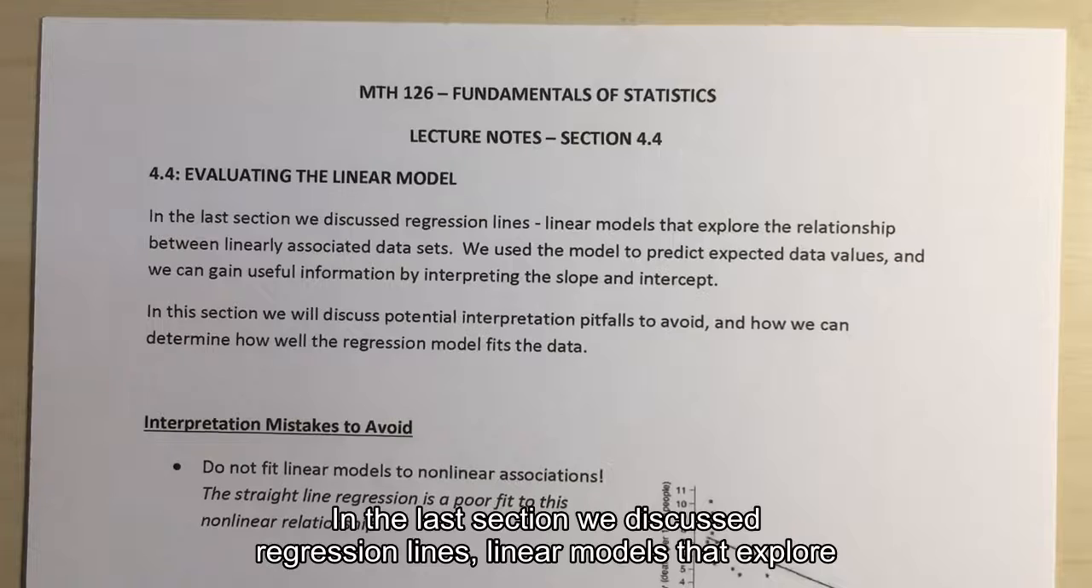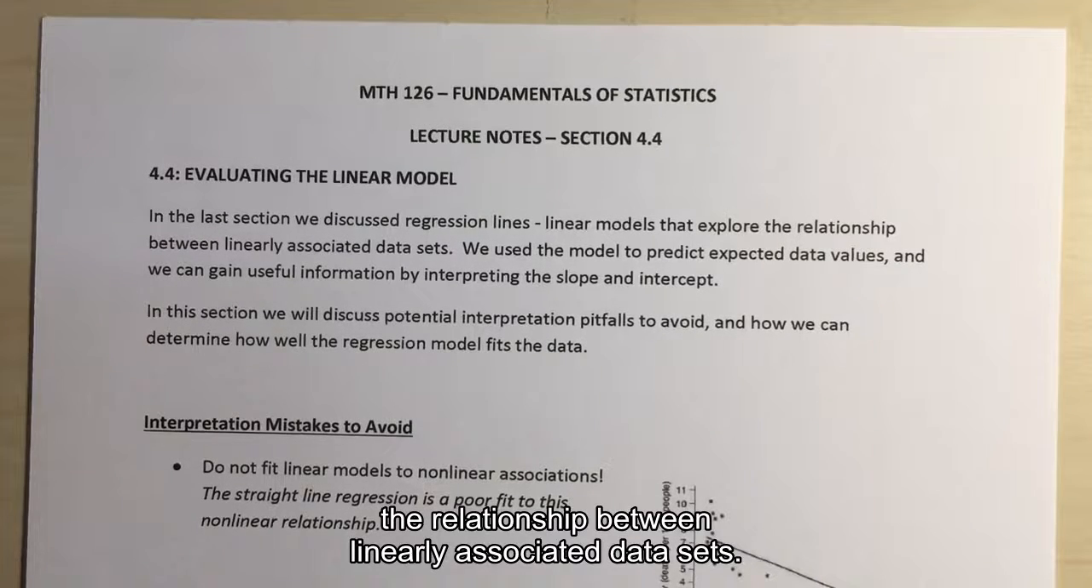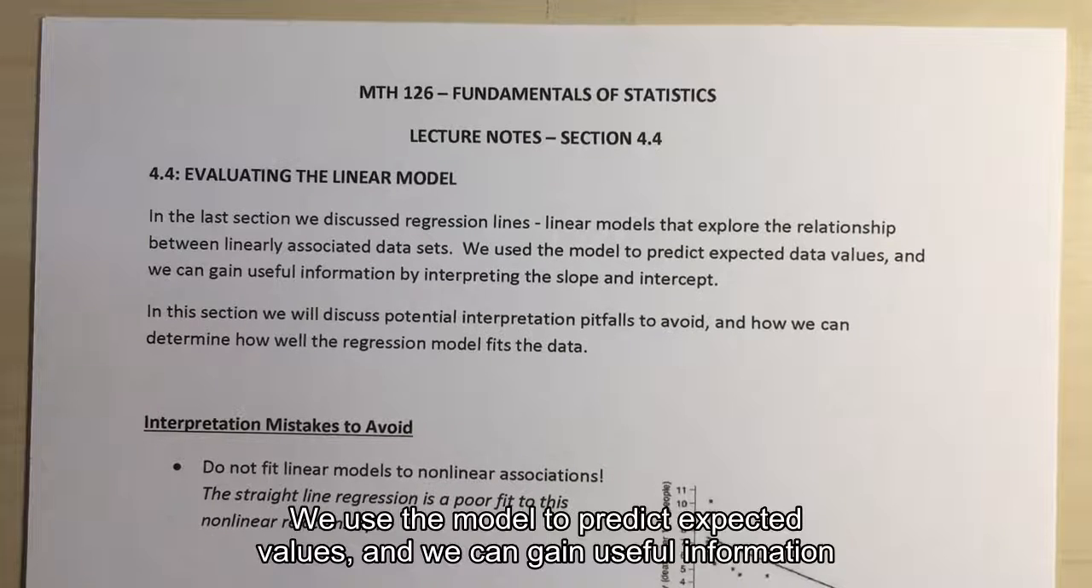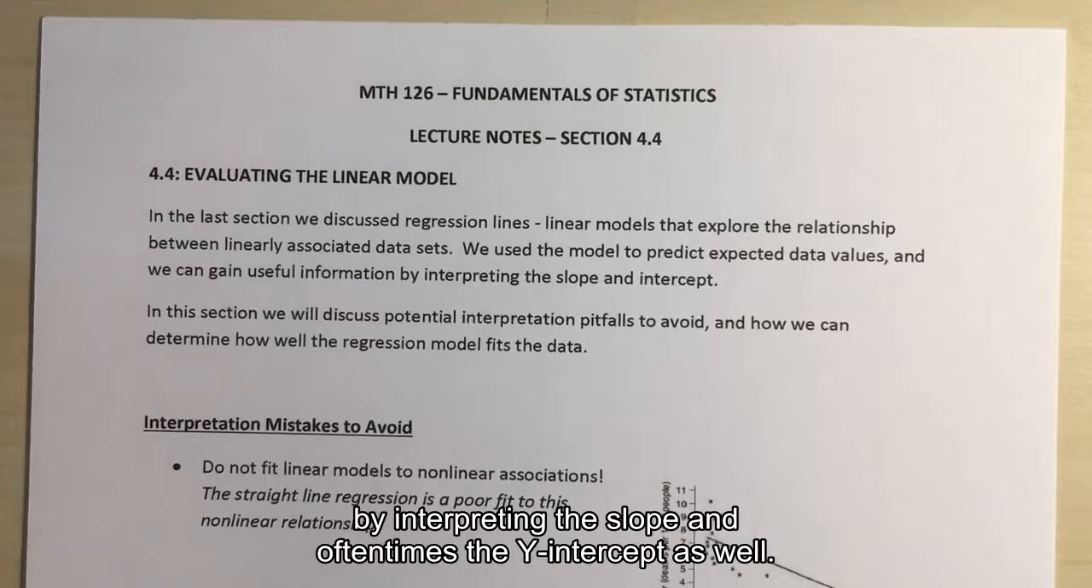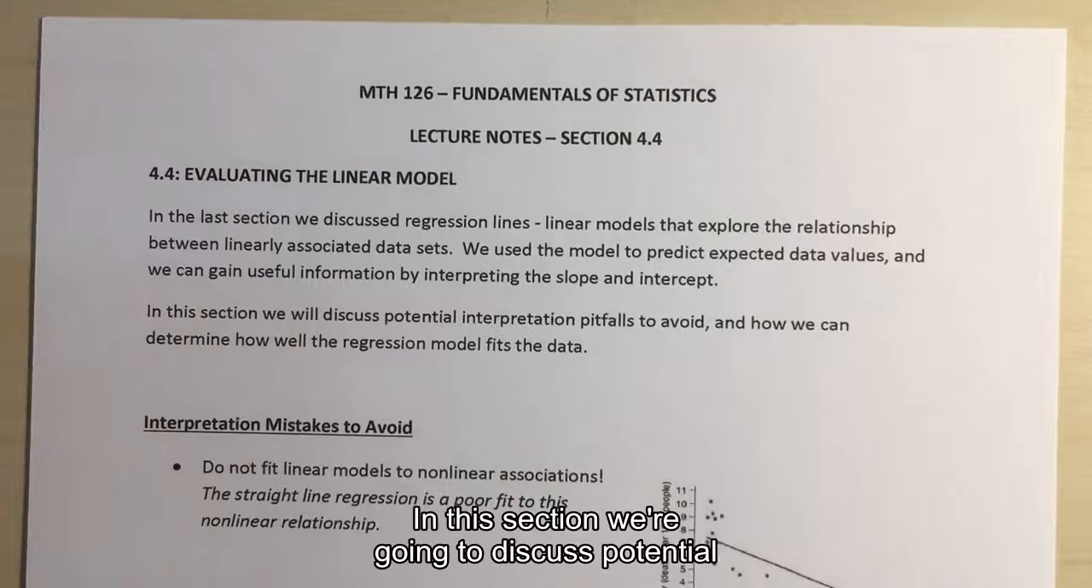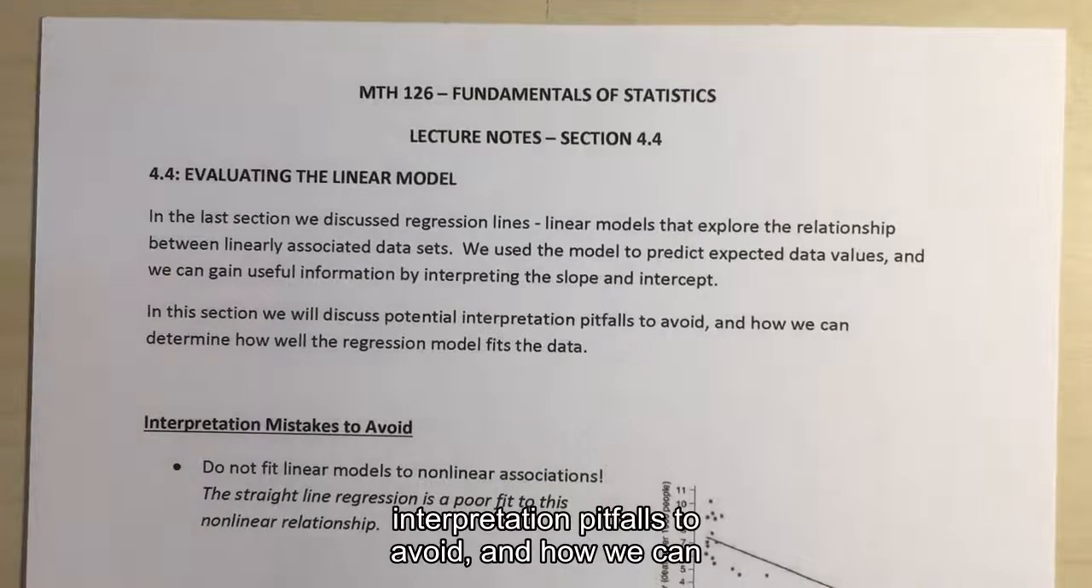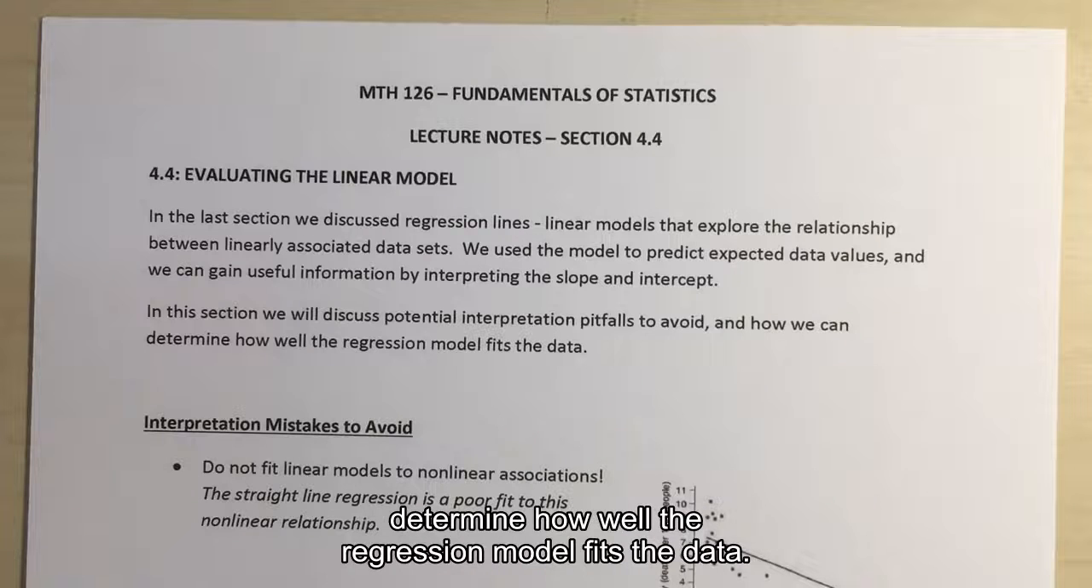So in the last section, we discussed regression lines, linear models that explore the relationship between linearly associated data sets. We use the model to predict expected values, and we can gain useful information by interpreting the slope and oftentimes the y-intercept as well. In this section, we're going to discuss potential interpretation pitfalls to avoid and how we can determine how well the regression model fits the data.